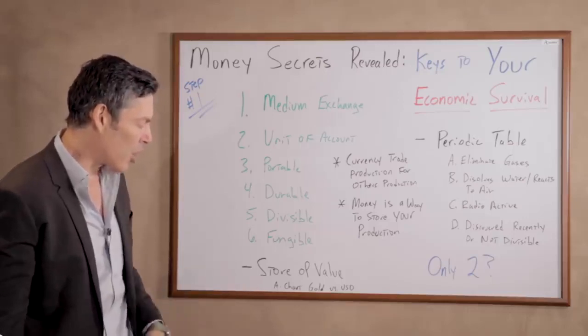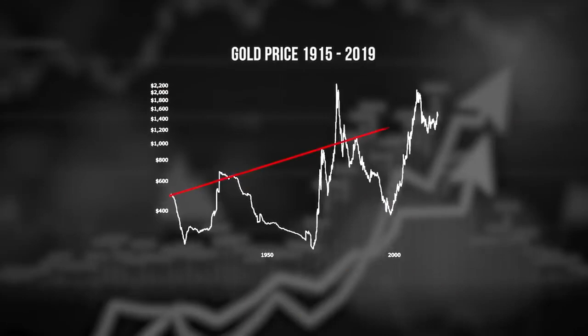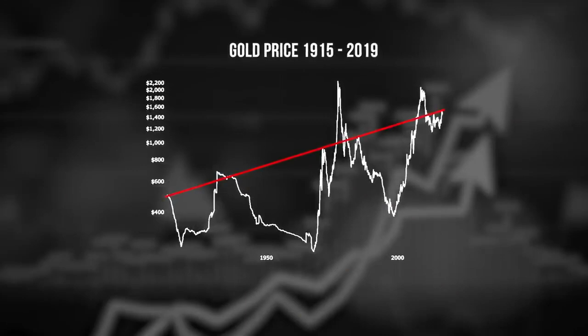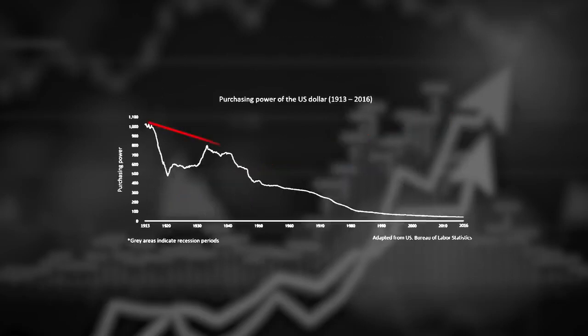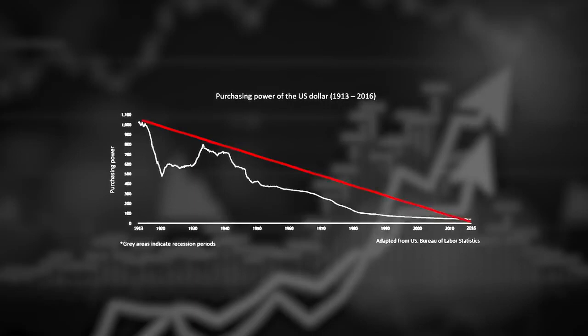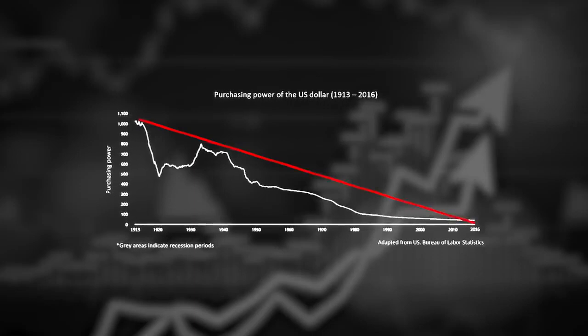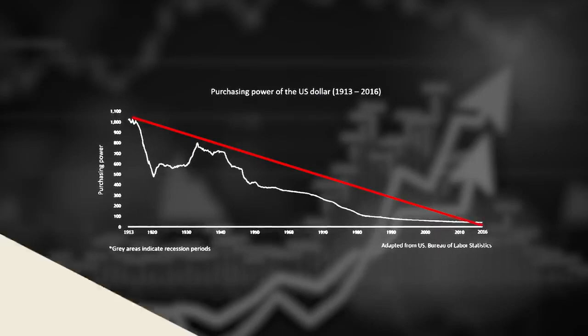Editor, let's throw up a chart of gold. And this shows you the purchasing power over the last 100 years or so. Now let's throw up a chart of the United States dollar and look at its purchasing power over the past 100 years. That is a perfect example of the difference between currency and money.